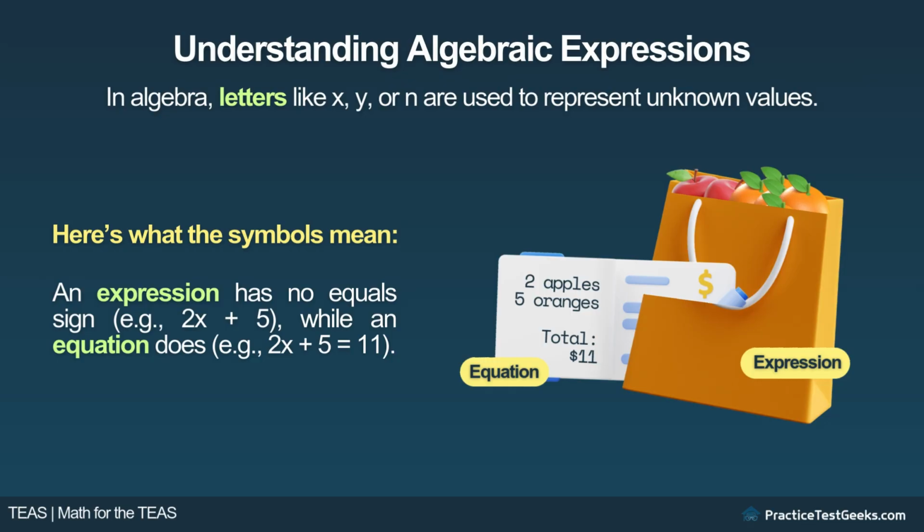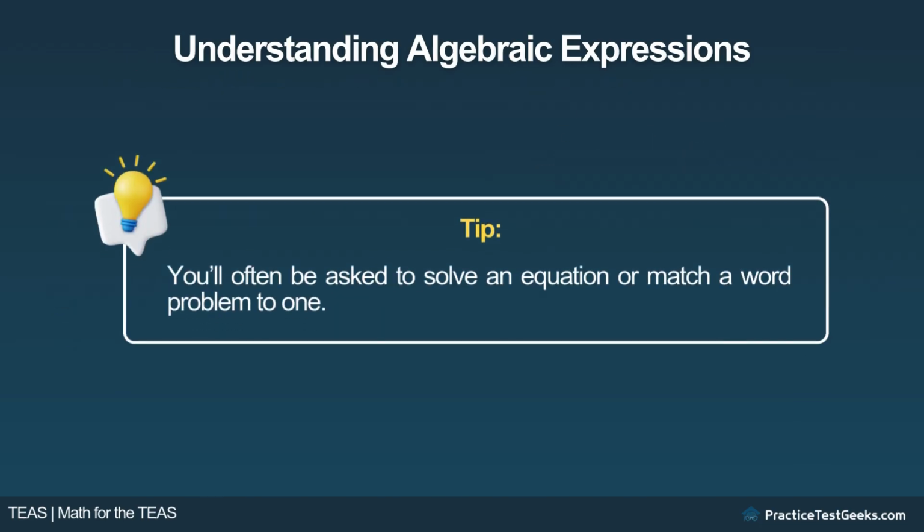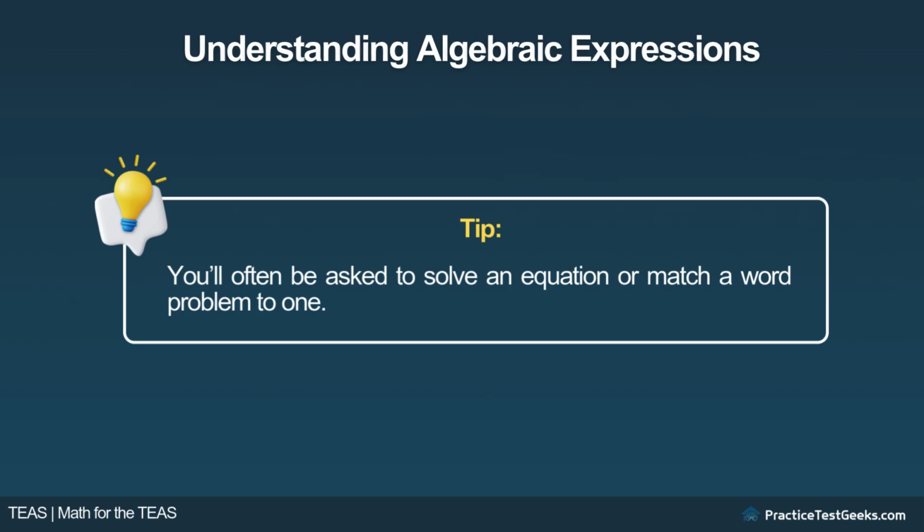Think of an expression like a shopping list. You see what you're getting, but no total yet. When that list includes a price, like on a receipt, it becomes an equation because it has an equal sign and a result. TEAS tip: be ready to either solve an equation or match a real-life word problem to one. That's a very common format on the test.